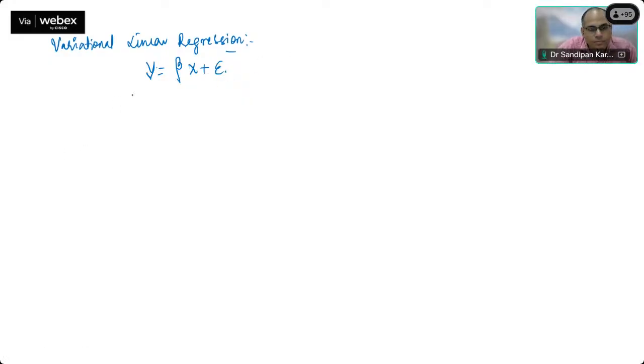Now the hierarchical model means the structure of that regression is written as p of y given w. That means this is the likelihood.